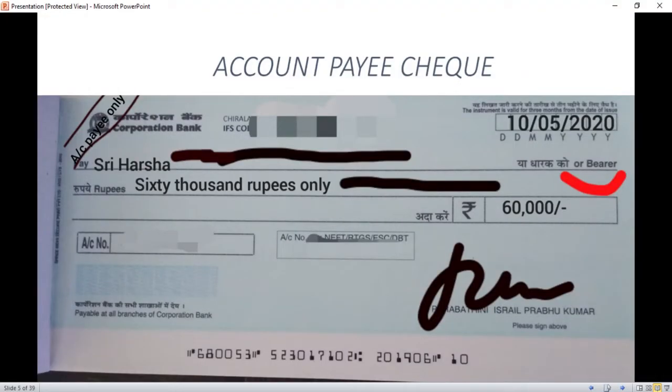This is an account payee check. This is also a bearer check. Unlike a crossed check, the payment can be collected only by the payee in their account. It cannot be further endorsed or transferred. This is one of the safest parts of this type of check.